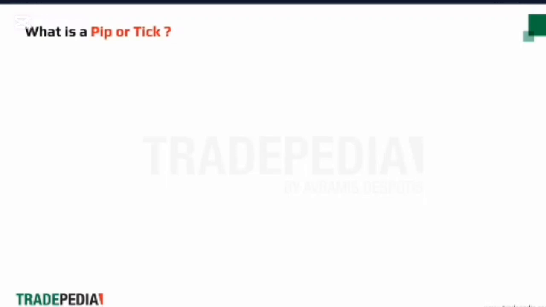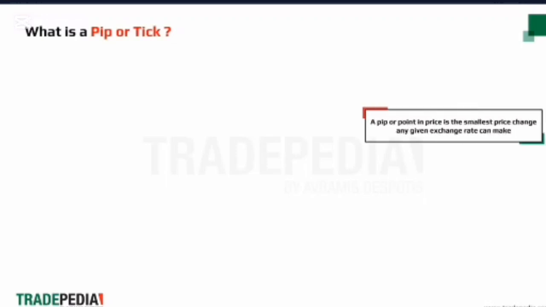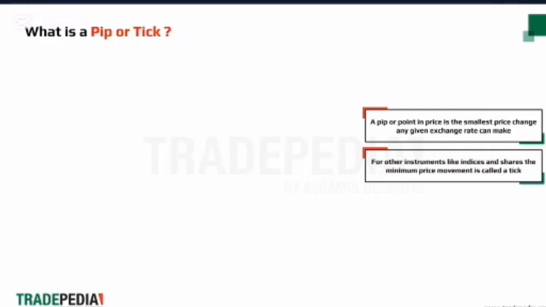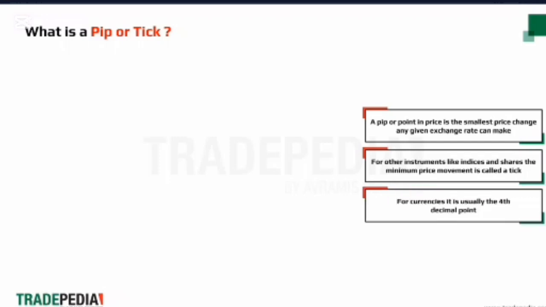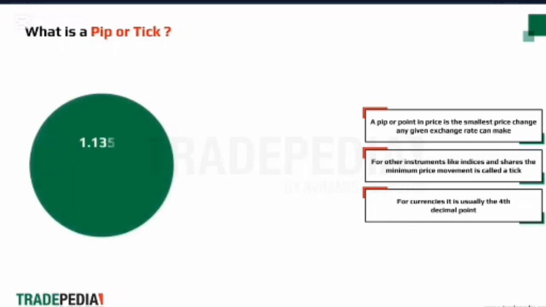So, what is a pip? A pip, or point in price, is the smallest price change any given exchange rate can make. For other instruments like indices and shares, the minimum price movement is called a tick. For currencies, it is usually the fourth decimal point of the price. So, if we consider the price of the euro against the US dollar, it is 1.1358. The next price it can have is 1.1359. The difference is 0.0001, or in other words, 1 pip.